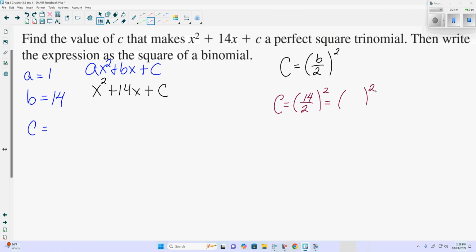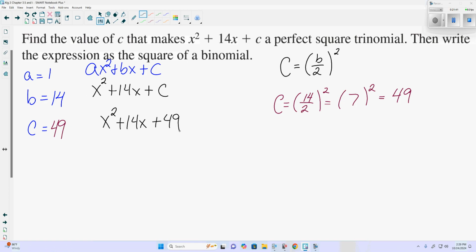But the first thing I would want you to do is divide first. 14 divided by 2 is 7. Okay. Now you can plug it in, 7 squared, let it do it. And it is indeed 49. So our perfect square trinomial is x squared plus 14x plus 49.